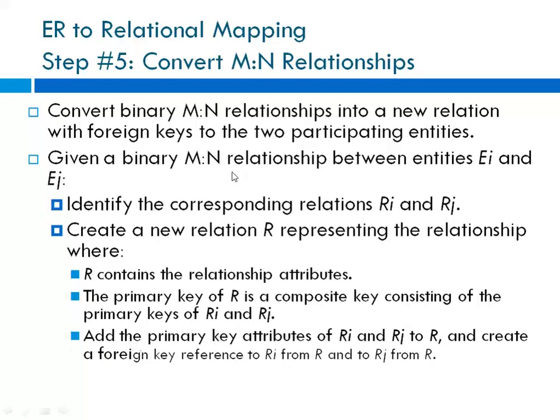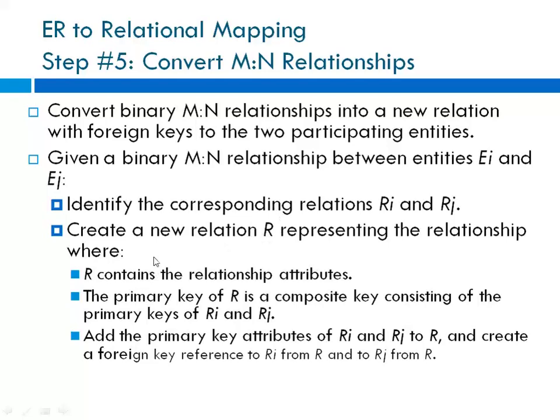Given a binary many-to-many relationship between entities EI and EJ, in the ER diagram we identify two entities, EI and EJ, which have a binary many-to-many relationship. First of all, identify the corresponding relations RI and RJ. For EI, RI is the table, and for EJ, RJ is the table. Create a new relation R depending upon the relationship. Here we have to create a new table, which will be known as R.